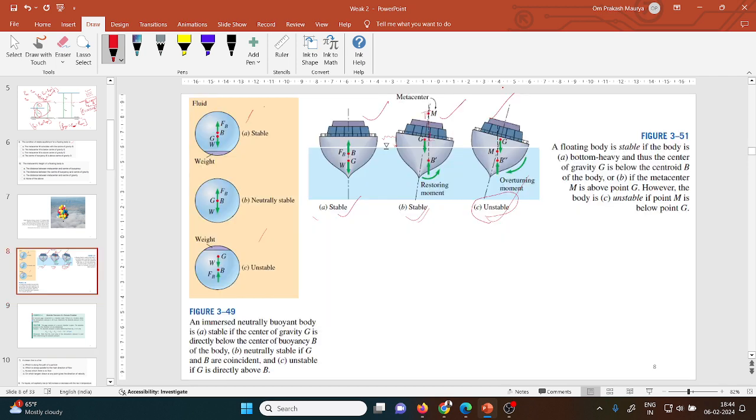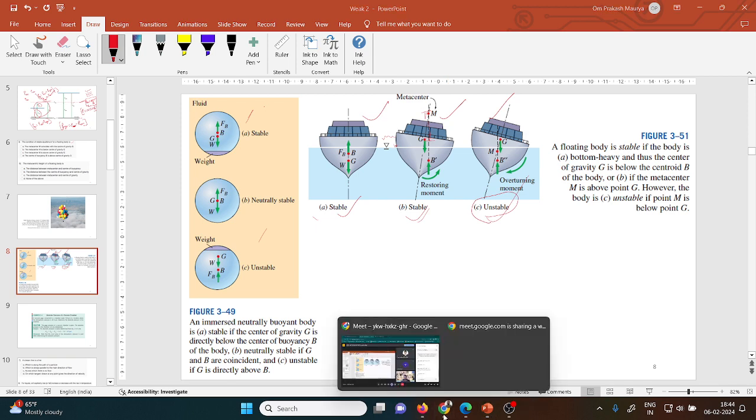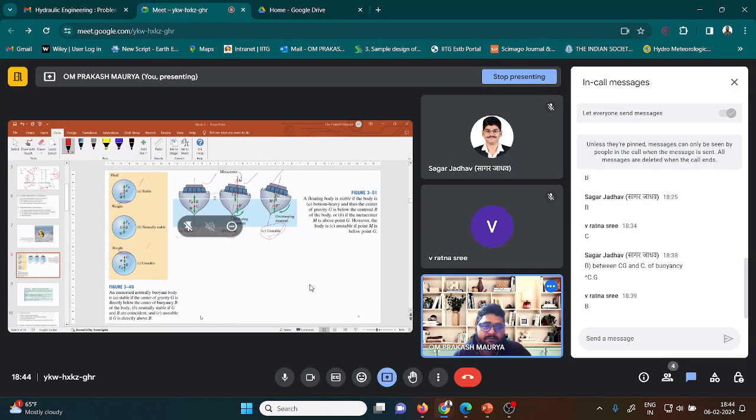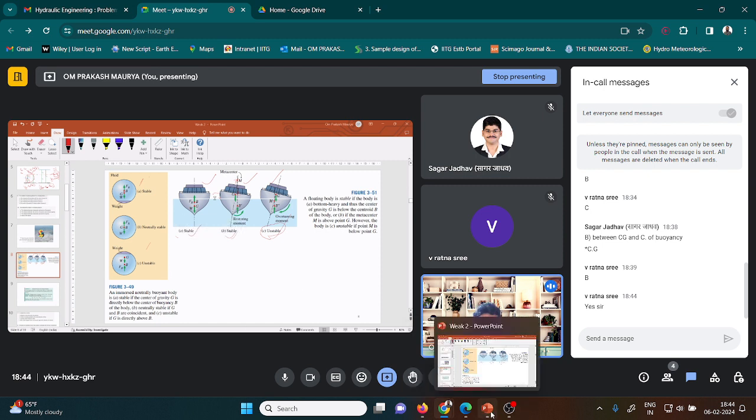So hope, I think in the previous slide you got it. Please just give your comment on that. You got it, the concept behind the floating body and submerged body? Okay, good. Ratnasri is telling. Okay, good. Now moving ahead to the next.